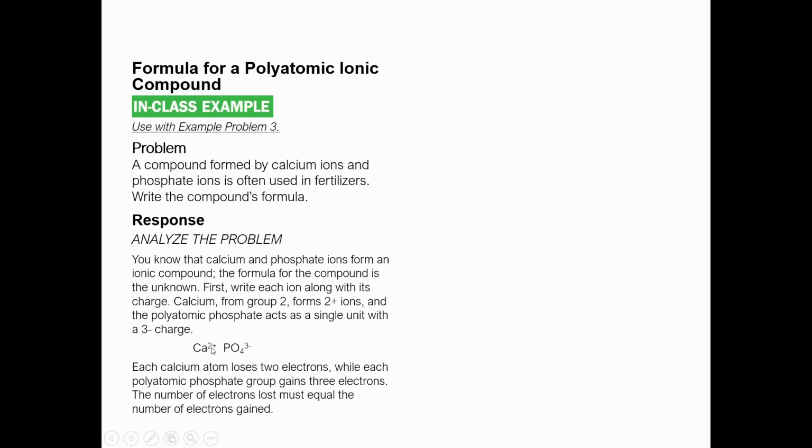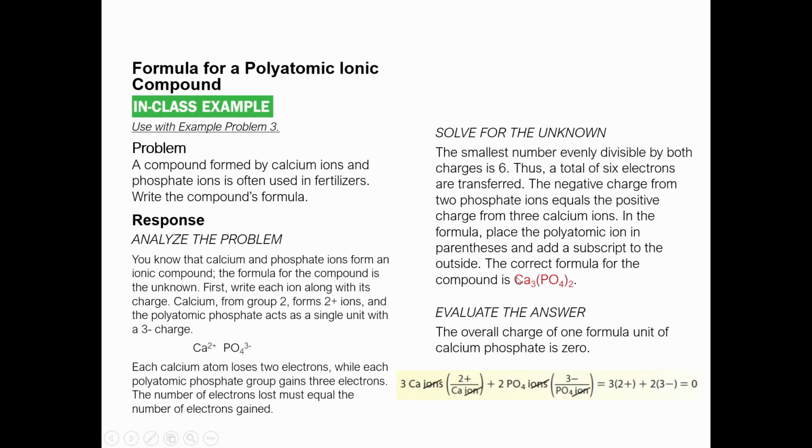We have calcium plus 2, from group 2, and phosphate is PO4 minus 3, as we saw in the table. So we will have calcium atoms with a charge of plus 2 and phosphate groups. The charge of PO4 is minus 3. To make the total charge 0, we need 3 calcium atoms and 2 phosphate groups. So 3 calcium plus 2 phosphate groups minus 3. The total charge will be 0.